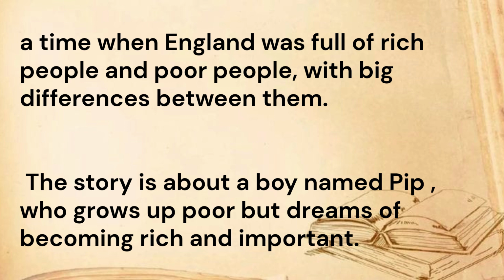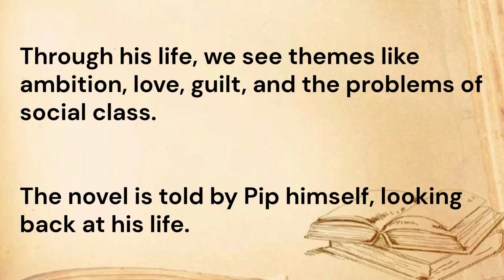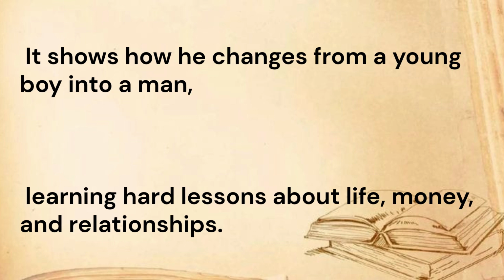The story is about a boy named Pip, who grows up poor but dreams of becoming rich and important. Through his life we see themes like ambition, love, guilt, and the problems of social class. The novel is told by Pip himself, looking back at his life. It shows how he changes from a young boy into a man, learning hard lessons about life, money, and relationships.